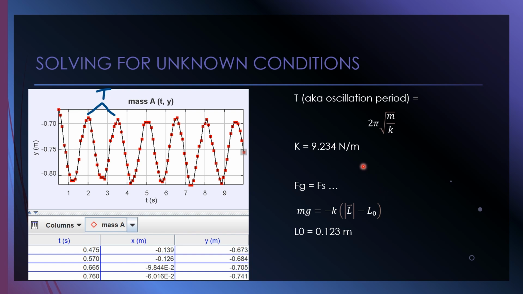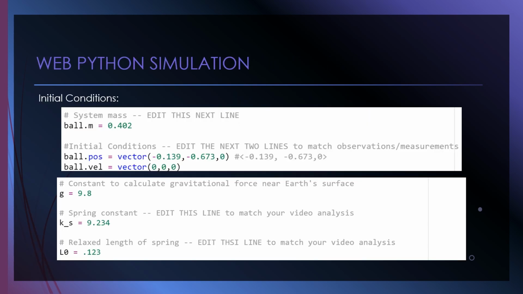The following is the WebPython simulation. The initial conditions were defined as found in the Tracker in the previous slide, and they were just put right here in the code. So we then used WebPython to calculate the energy of the system and the spring length with the following formulas related to each section of code. So the top little subsection of code was all relating to spring length, and the bottom was all related to the energy of the system.